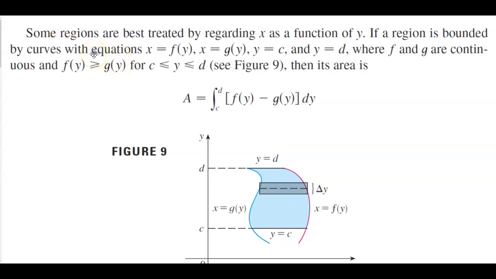Now, some regions are best treated by regarding x as a function of y. If a region is bounded by curves with the equations x equals f of y and x equals g of y, and y equals c and y equals d, where again f and g are continuous functions, then we would say that the curve on the right side is greater than the curve on the left side.